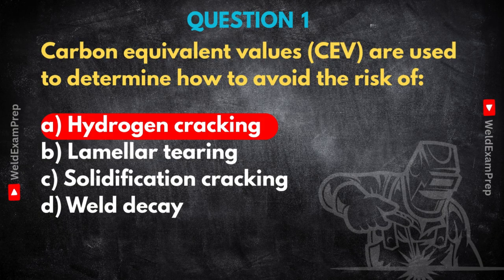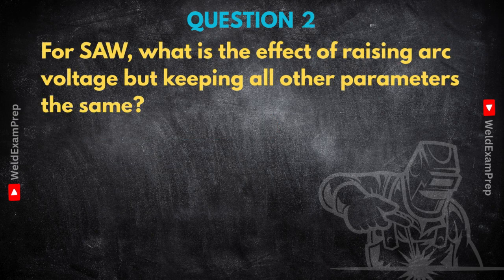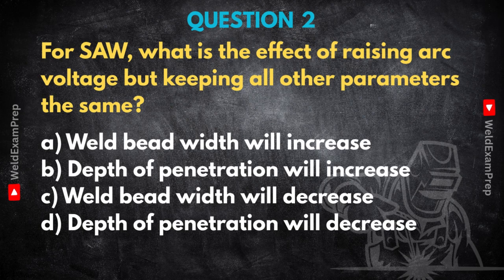Now, let's maybe shift gears a bit from the steel's inherent properties to how we actually manipulate things during the welding itself. Because even with the right material, the way we weld introduces its own set of challenges. Our next question gets into adjusting parameters in submerged arc welding, or SAW. So for SAW, what is the effect of raising arc voltage, but keeping all other parameters the same?